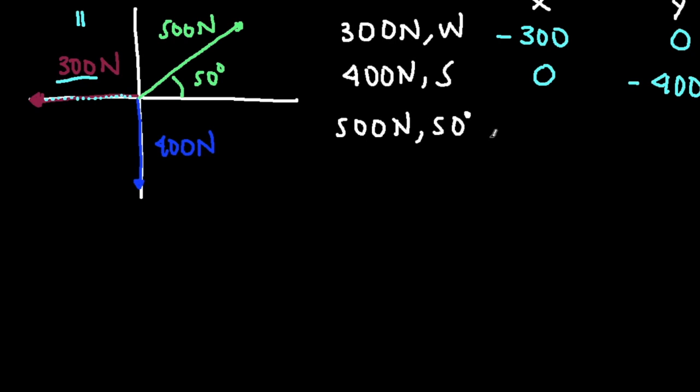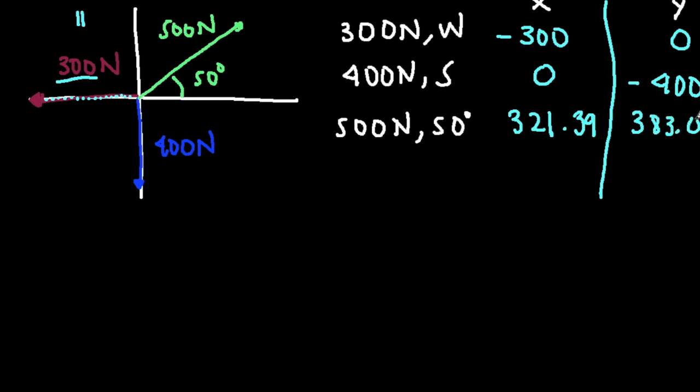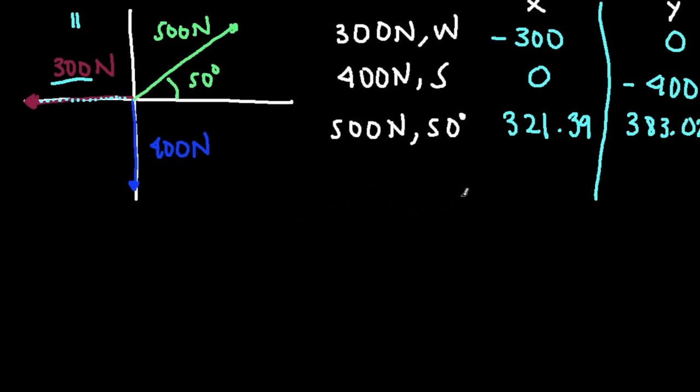In order to find the x component of 500, we have 500, which is its magnitude, cosine of 50. We have 321.39. Let's put a line here. And then for our y component, we have 500 sine of 50. We have 383.02. I'm running out of space.